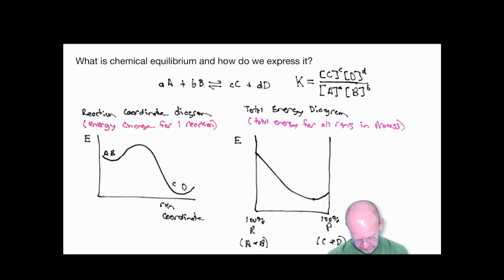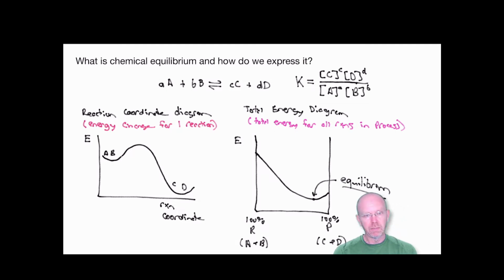So, I've said like 100% reactants and 100% products. So say, for example, that's like 90% products. It's just an arbitrary example here. There's going to be more of C and D as we anticipated, but there's not going to be 100% of C and D. This lowest energy point is what we call equilibrium. So this is equilibrium.